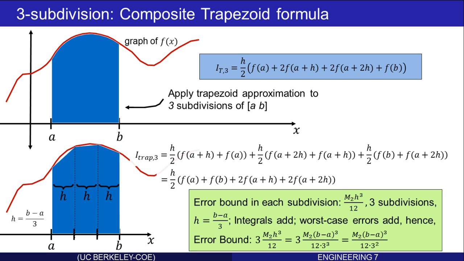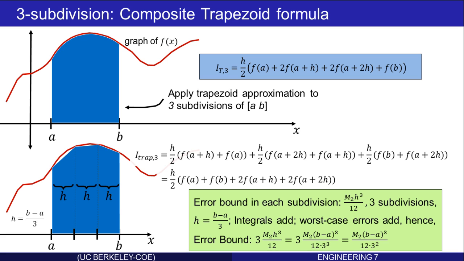Well, remember that the error bound in each subdivision is m2 times h cubed over 12. There's 3 subdivisions, and h is b minus a over 3. Now the integrals add, therefore a bound on the overall error that's being made is just the sum of the errors on the individual bounds. These individual error bounds are all identical, so we need 3 of them. 3 times m2 times h cubed over 12.